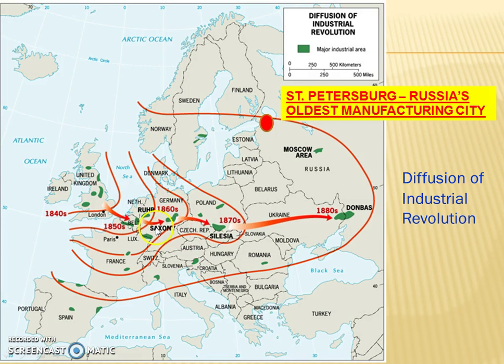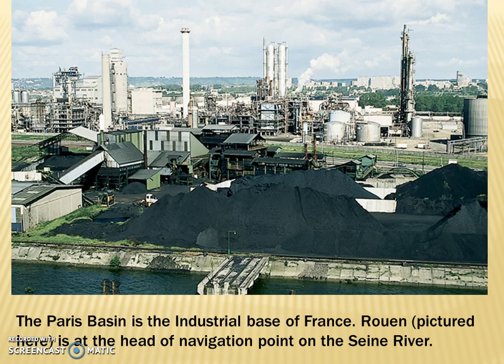Saxony is another region of Germany with major manufacturing. And then even further east, we have Silesia in Poland, Ukraine, and then also the Moscow and Russia area, all major areas of manufacturing. St. Petersburg is also the oldest manufacturing city in Russia. It is the closest to Western Europe, and it's on a port, which is a major part of that.